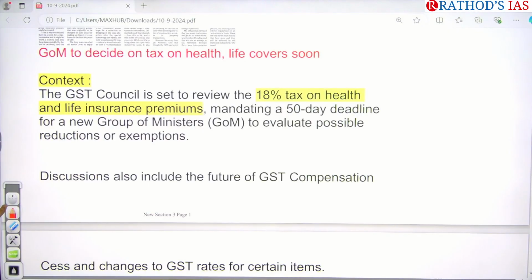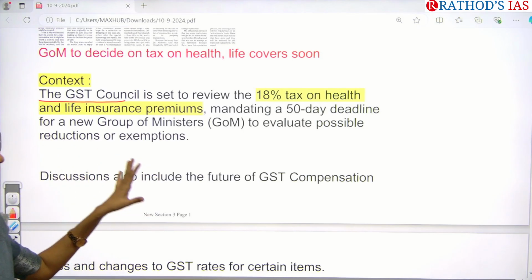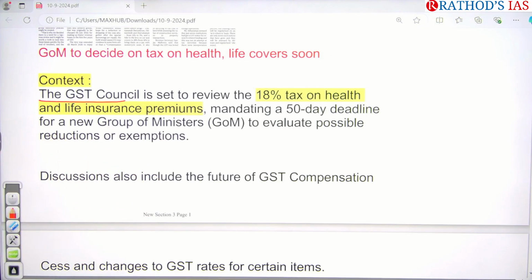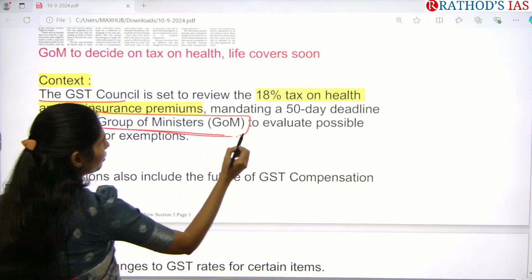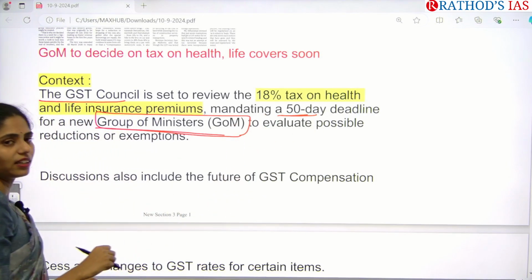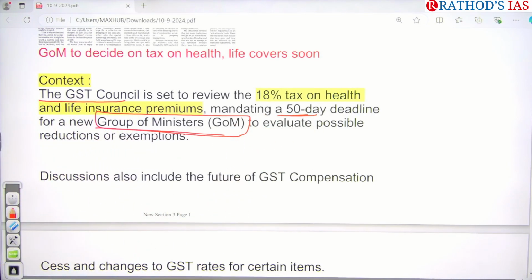So what this article is saying is that now the GST Council is going to review this 18% GST on health and life insurance premiums. So actually now here a group of ministers went for a meeting and they gave a deadline of 50 days to decide to decrease this 18% GST slab on health insurance or to keep it at 0%.